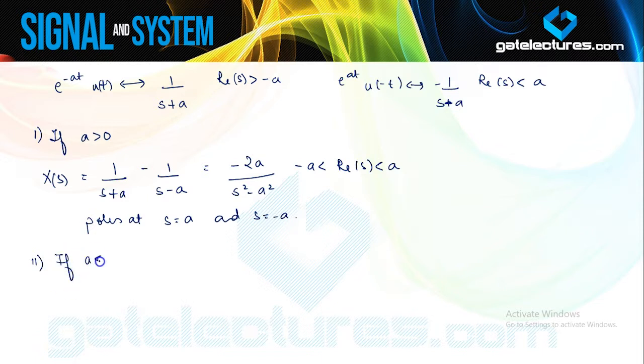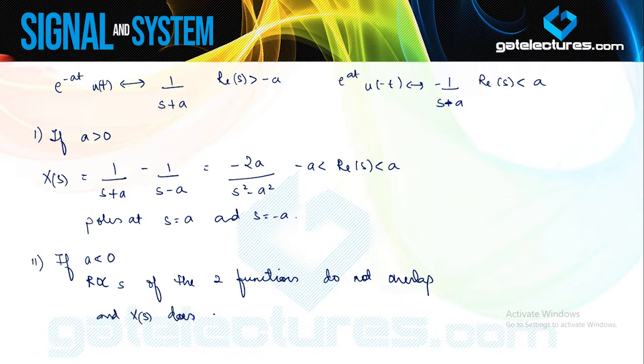It exists. Now, if a is less than 0, then this becomes a positive number and this becomes a negative number. Now, I want the ROC which is greater than plus a and less than minus a, which is not possible. So if a is less than 0, then what do we say? The ROCs of the two functions do not overlap and X(s) does not exist. Then the Laplace transform will not exist. If I just try to sketch the ROC for this case, this is going to be minus a, this is going to be plus a.